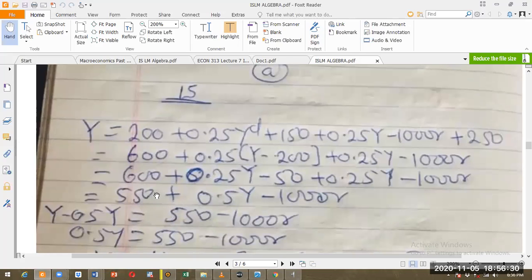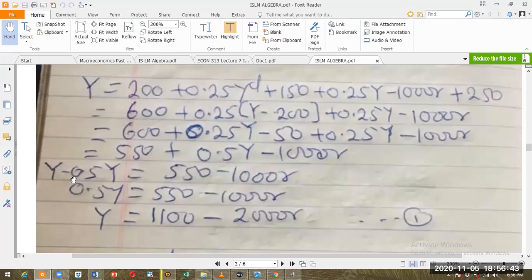So now, 600 minus 50 will give us 550. 0.25Y and then there's another 0.25Y. When we add them, we get 0.5Y minus 1,000R. Now when we bring 0.5Y here, we have Y minus 0.5Y, which is 0.5Y, is equal to 550 minus 1,000R. So Y is equal to, we divide through by 0.5, so we get 1,100 minus 2,000R.